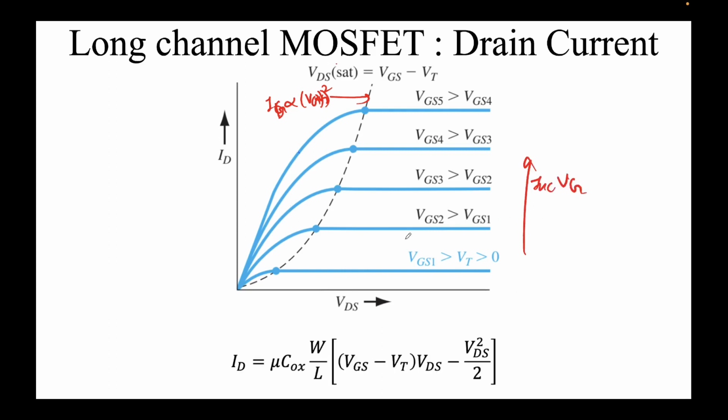And how does ID versus VD look like? So it was given by this expression. I told you I just tend to remember only this expression. If it's linear, I put VDS very small, so this term vanishes, and we enter the linear regime. For square law, this is applicable.